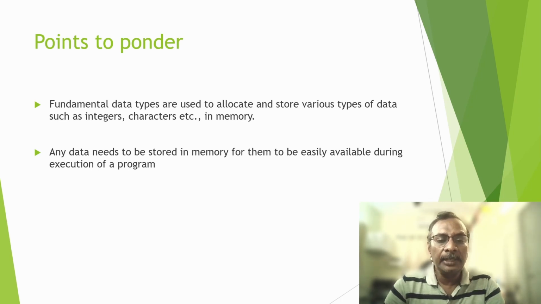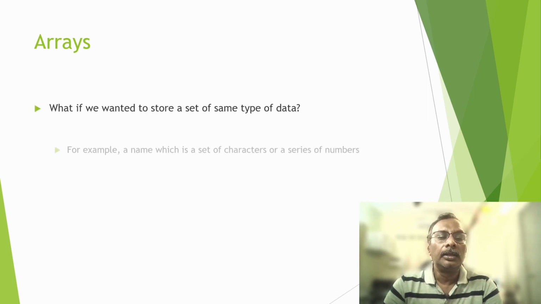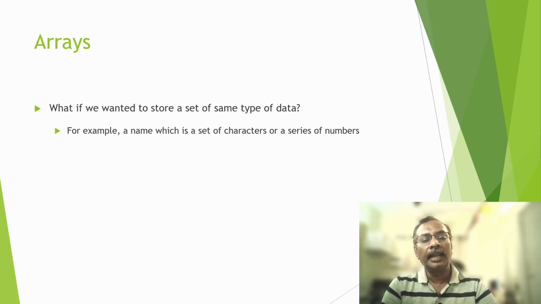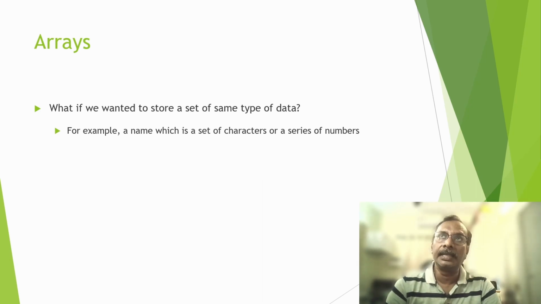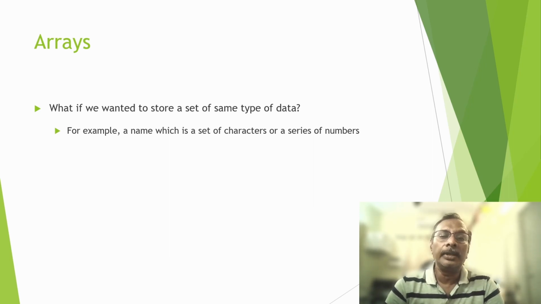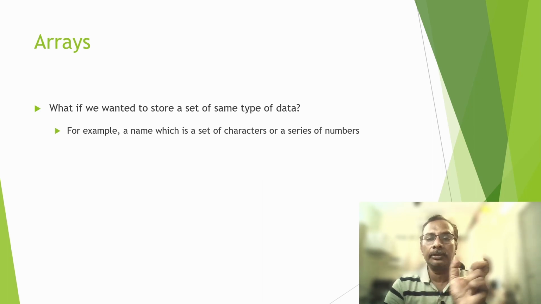Now, based on this, we are going to see the concept of arrays. What is an array? Think about it: if we wanted to store a set of the same type of data, for example, a set of characters or a series of numbers. A set of characters means, for example, if you want to store your name itself. A name is a set of characters, right? A set of the same type of data, that is, characters. So if I want to store a name, I need a set of characters.